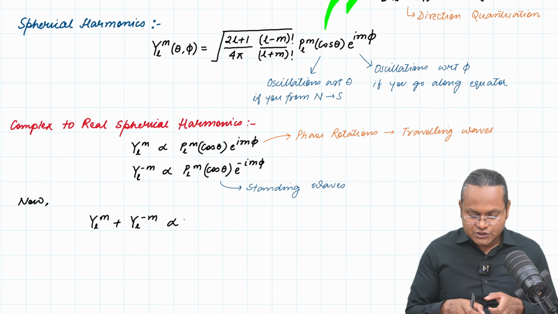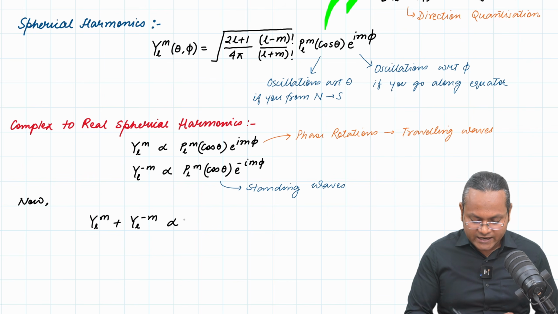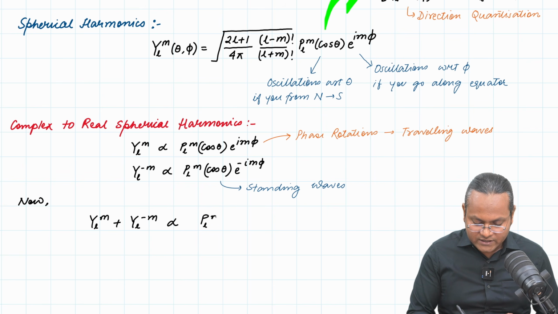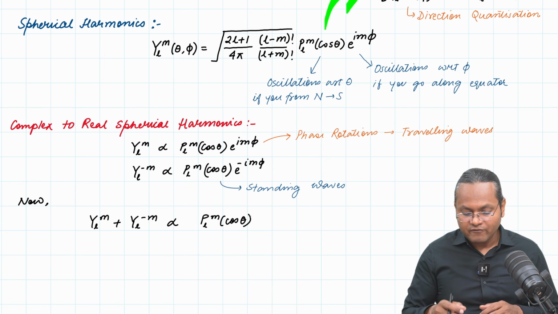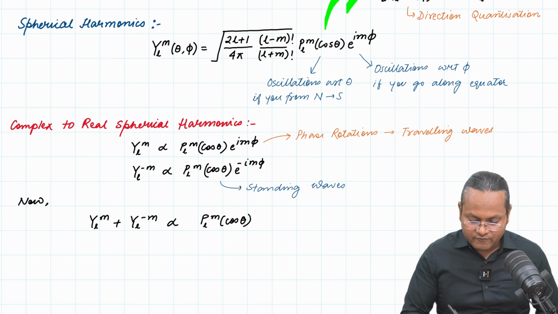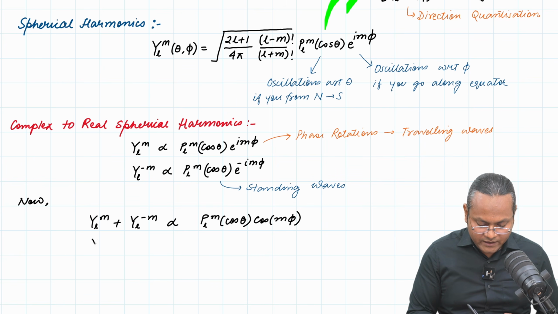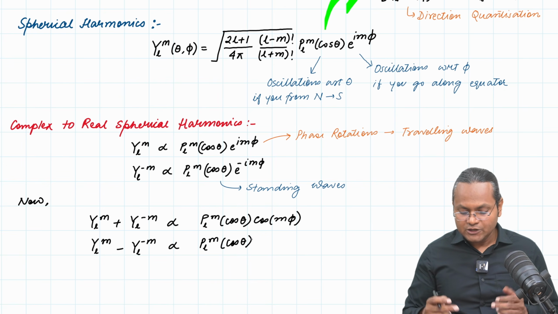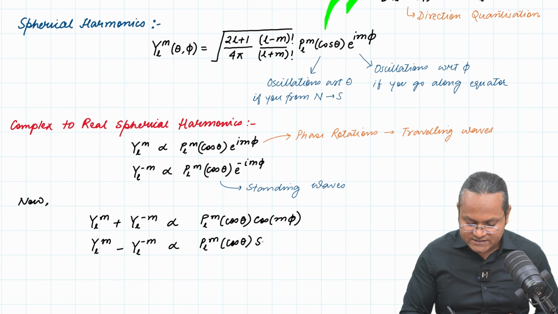If we take a linear combination, then with a little bit of mathematics, it is kind of clear that we will get something like, instead of e to the power iota m phi plus e to the power minus iota m phi, we will just get cos m phi here. And if I take a negative sum, instead of e to the power iota m phi minus e to the power minus iota m phi, we will just get sine m phi here.